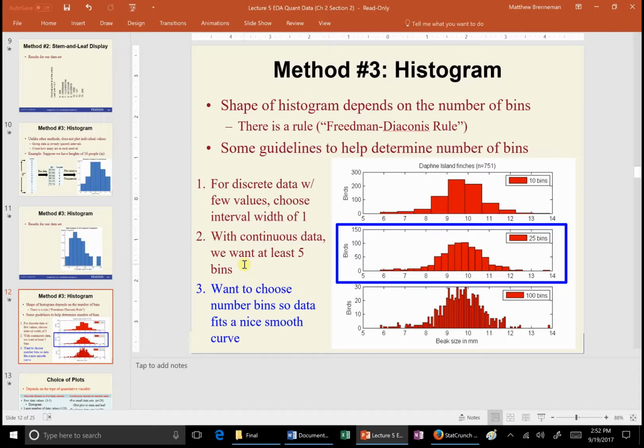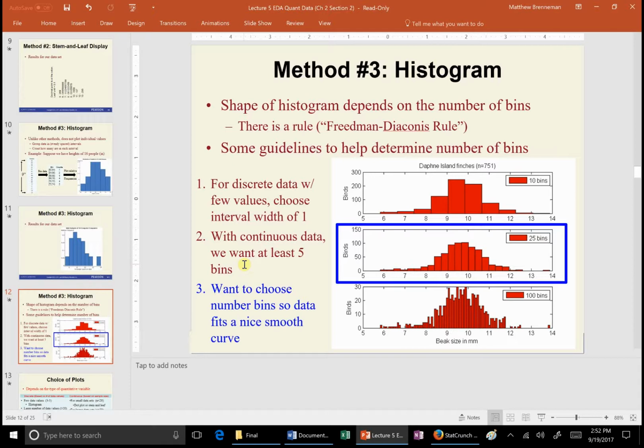So if you went into the Daphne Islands and you looked at the finches and you measured all their beaks, the data set would actually look like a nice smooth curve. And that's what we're trying to approximate. We're trying to figure out what the population looks like. The population's always a nice smooth curve.